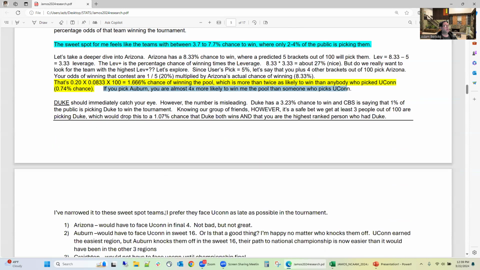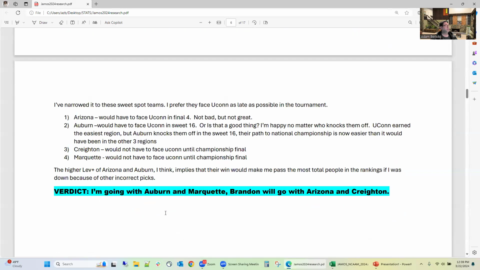So now that I've narrowed it down to those 4 teams, I want to see. I'm only allowed to enter 2 brackets in this pool. Who do I pick? All right. I want them to face the overall favorite UConn as late as possible in the tournament. Arizona would have to face them in the Final Four.